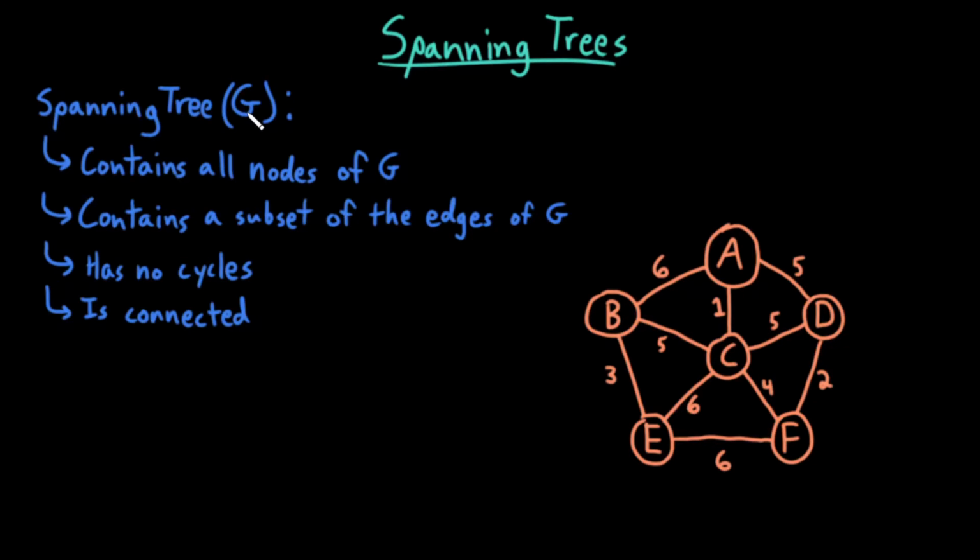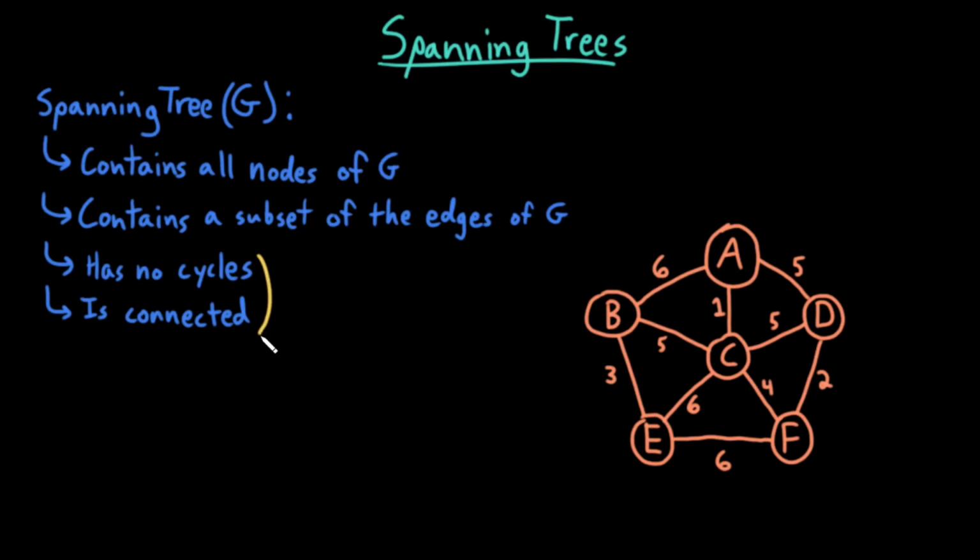So given some graph G, for example, this is my graph G, a spanning tree is a subgraph that contains every single node in G. So it has every node in G. It contains a subset of the edges in G, so every single edge in my spanning tree must have existed in my original graph. And it has no cycles, and it is connected.